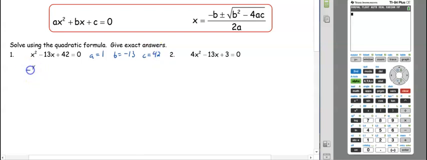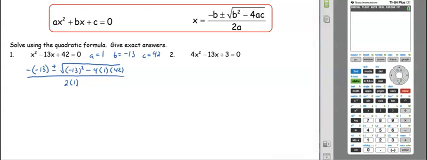So when we do that, we have negative 13 plus or minus the square root of negative 13 squared minus 4 times 1 times 42, all over 2 times 1. So when we go to simplify, I'm going to type everything that's underneath the radical in first. So I have negative 13 squared minus 4 times 1 times 42, and I get 1. So I'm going to have negative 13 becomes positive 13 plus or minus the square root of 1 over 2.